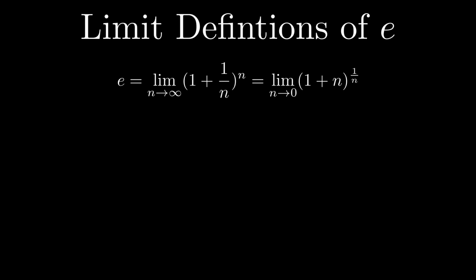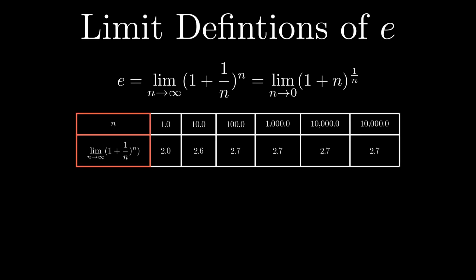The limit as n approaches infinity of 1 plus 1 over n raised to the nth power, or the limit as n approaches 0 of 1 plus n raised to the 1 over nth power. First off, let's confirm numerically that these limits are equal to e. From the table below, it is clear that as n approaches infinity, the limit approaches e.